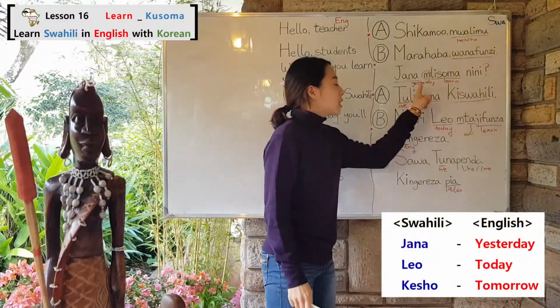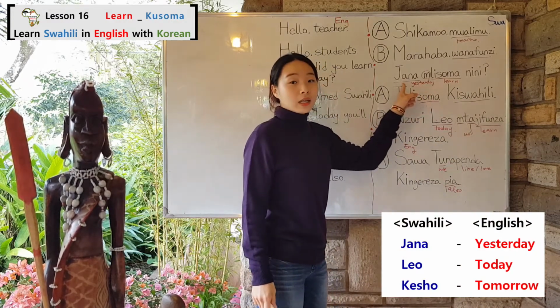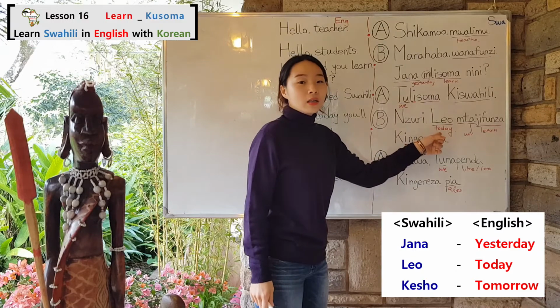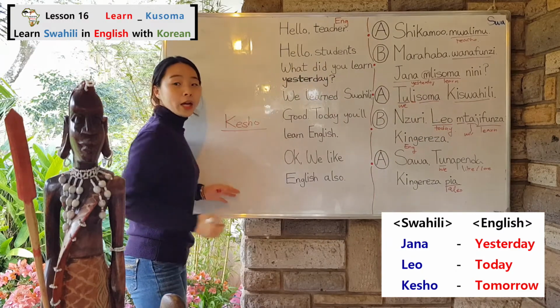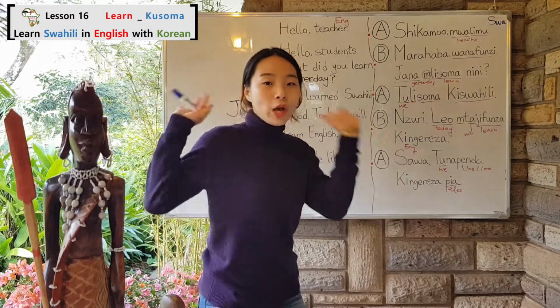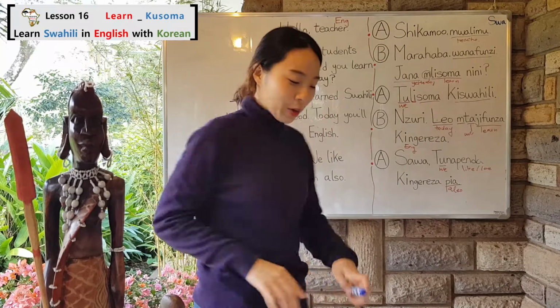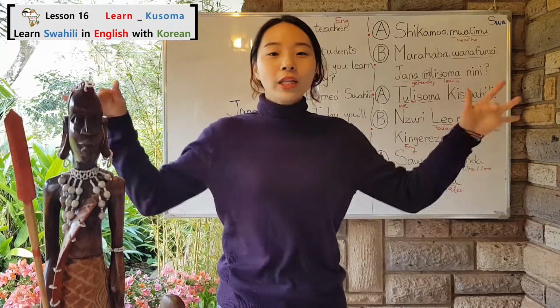Oh, one more thing. Today we learned yesterday, today, right? Yesterday is Jana. Today is Leo. Tomorrow is kesho. Kesho is tomorrow. So today also, did you enjoy our lesson? Yes. Are you sure? Yes. Okay, very good. Then today we finish it here.